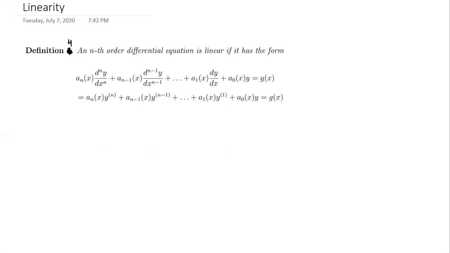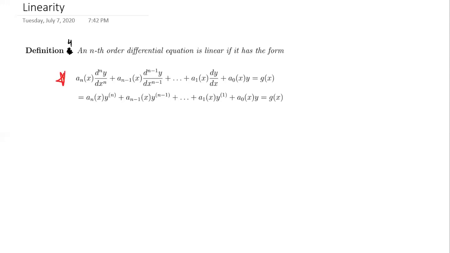Thankfully, in this class, we'll rarely work with differential equations that are order 3 or greater. So we're usually just going to work with differential equations of order 2 or less, so the highest derivative you're going to see is a second derivative. But still, I'm going to introduce linearity in the most general form. Okay. So definition 4. An nth order differential equation is linear if it has this form.